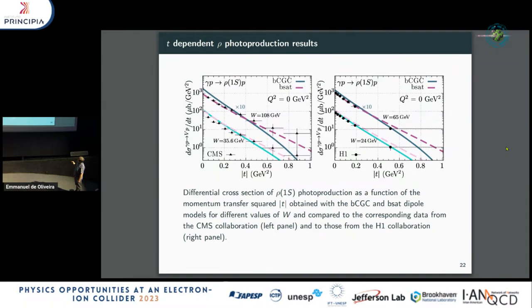This is electroproduction, and then we have photoproduction as well. Then BSAT is reborn and actually works better than BCGC in this case. So in photoproduction, BSAT seems to be the best model of the two. Of course, we tried many other models as well, but these are the two best, and both together can describe our data with a good agreement, okay?